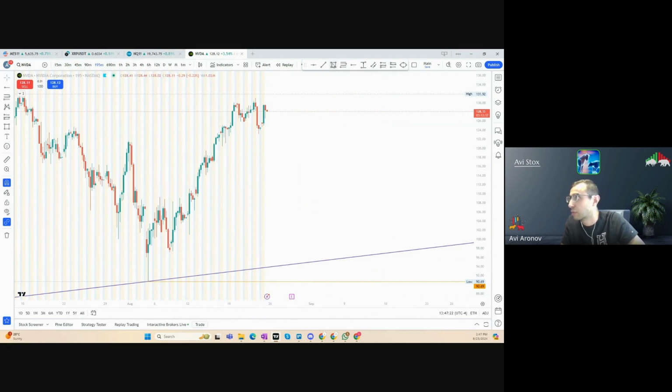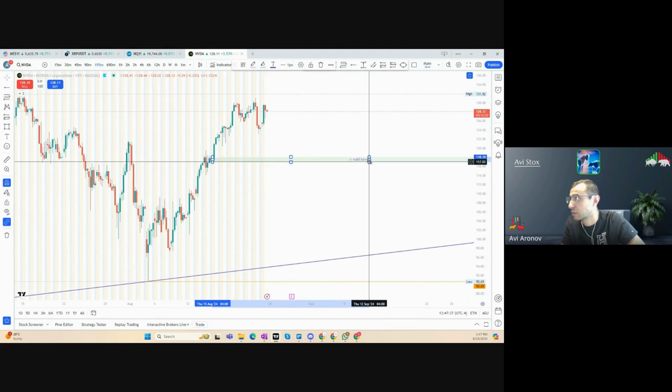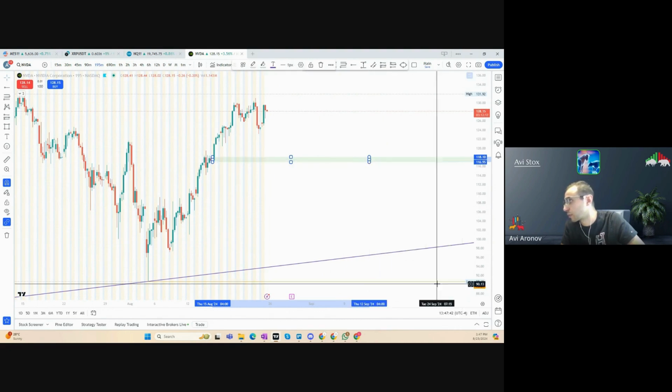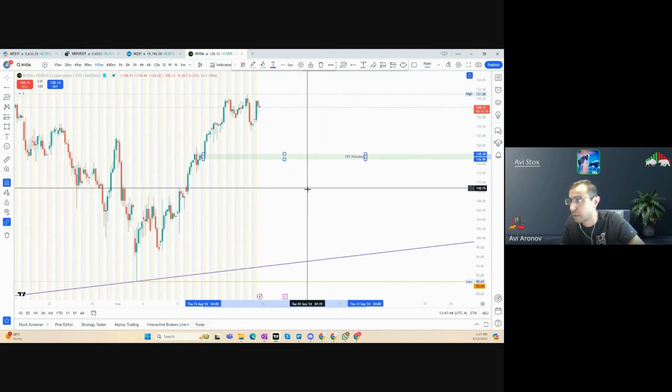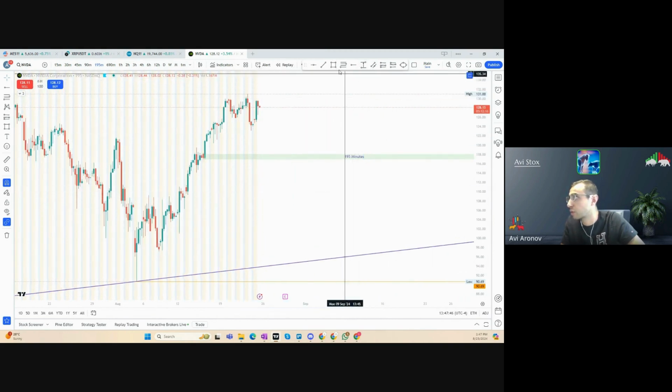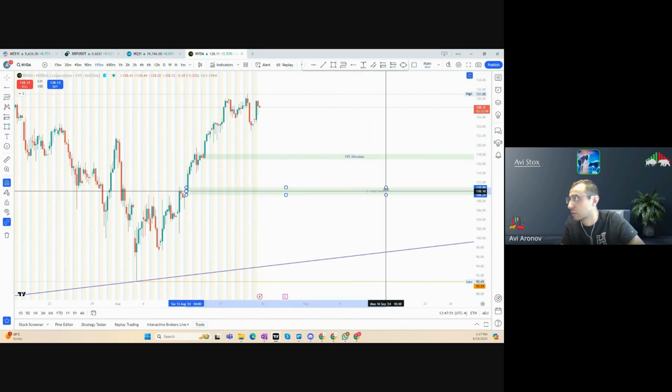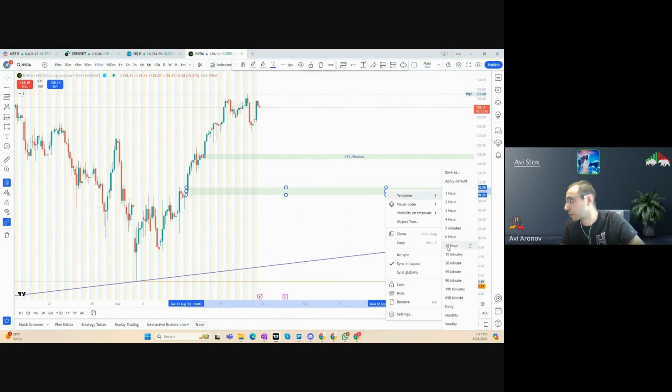Wow, this is actually great. So we have this 195. Template of 195. And we have here as well 195.